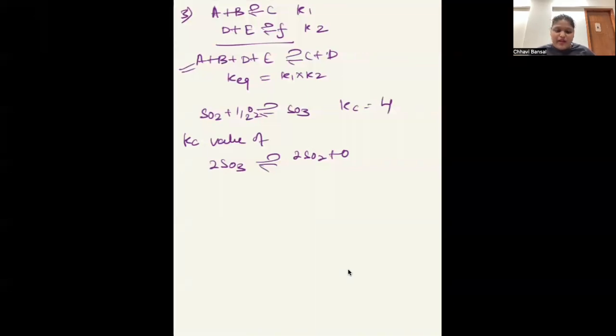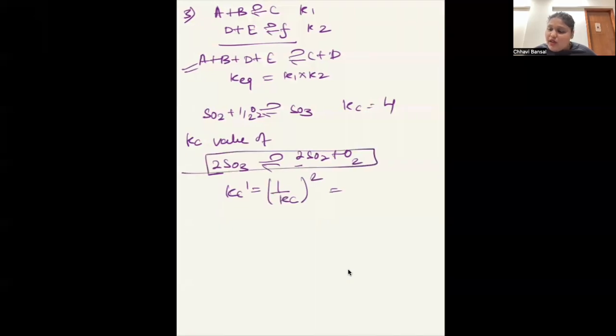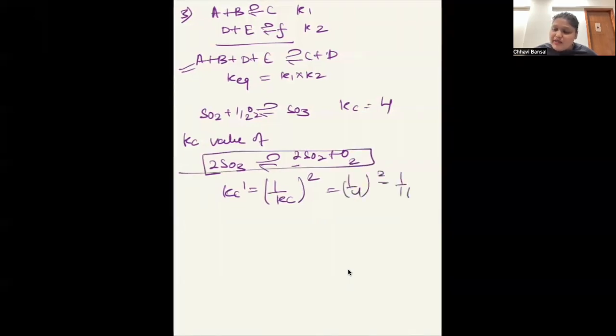Now, how are we going to do that? See, first, what operation has been applied here? The reversal of the equation. So we have reversed the equation, so Kc dash will be the reverse of this, right? But we have also multiplied the equation by a factor of 2, so raised to power 2. So Kc of this will be 1 by 4 raised to power 2, which will be 1 by 16. Okay, so this is how we are going to solve the questions where the Kc value has changed, and how we are going to work on it.